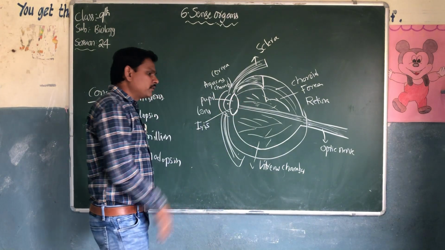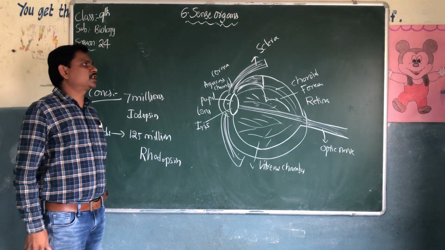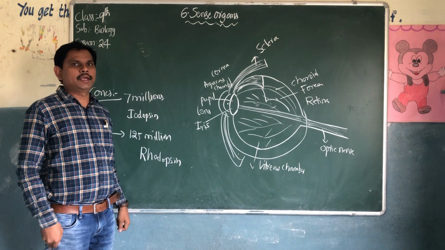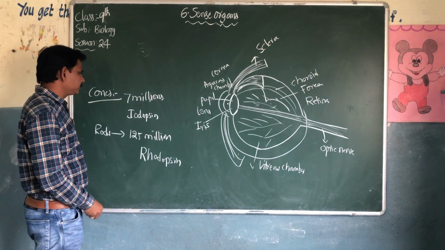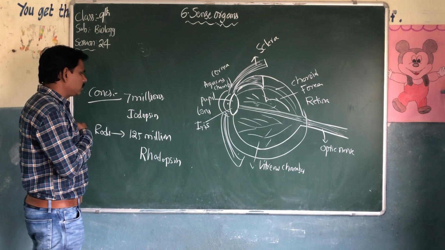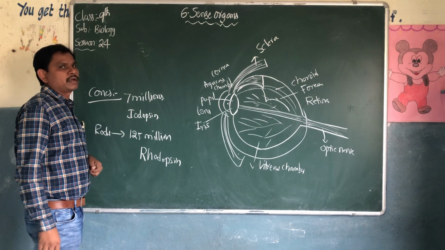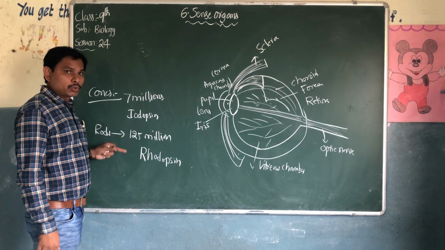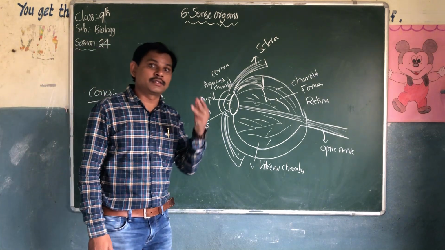These are very important: the structure of the eye, the diagram and the explanations. And what are rods and cones? The cells present in the cones are called iodopsin, and there are 7 million cones. The cells present in the rods are called rhodopsin, and there are 125 million rods in our eyes.